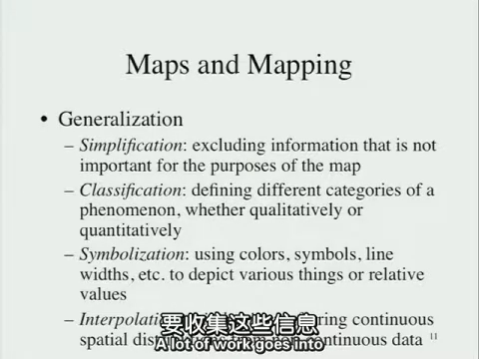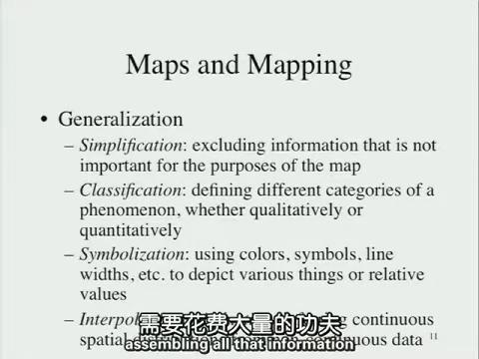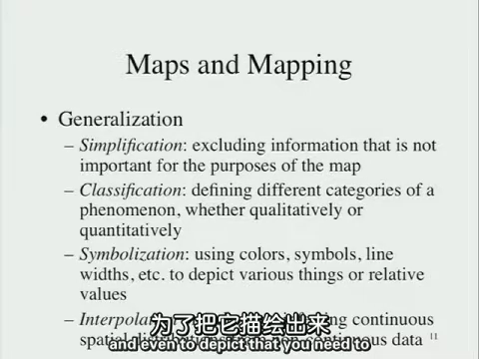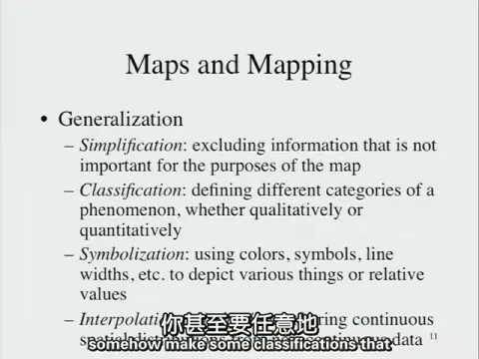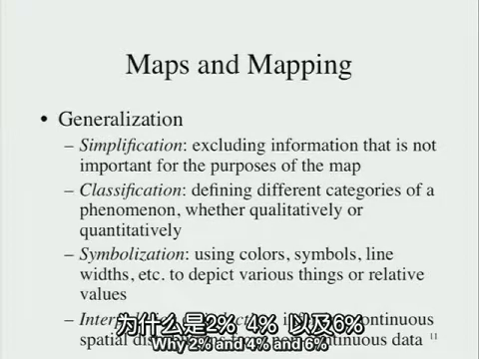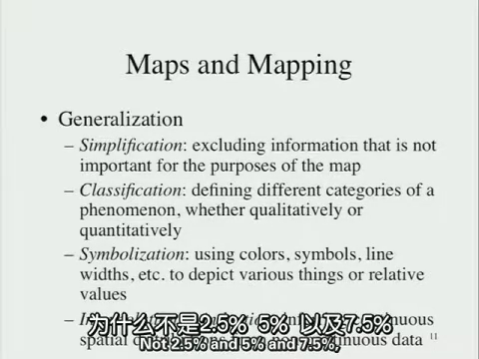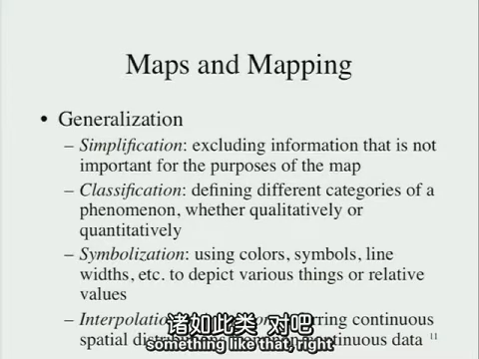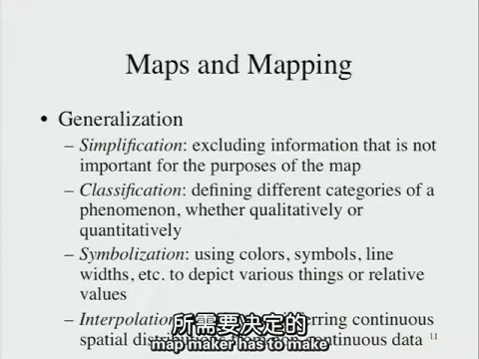A lot of work goes in to assembling all that information, and even to depict it, you need to somehow make some classifications that are, in a sense, arbitrary, right? Why 2 and 4 and 6%, not 2.5 and 5 and 7.5, something like that, right? Those are decisions the map maker has to make.